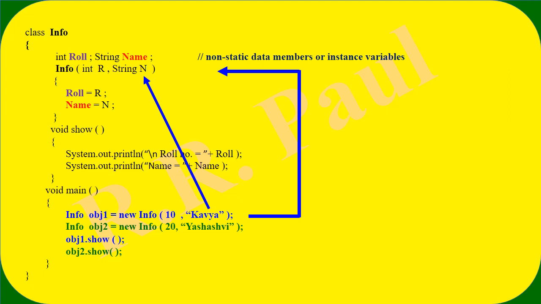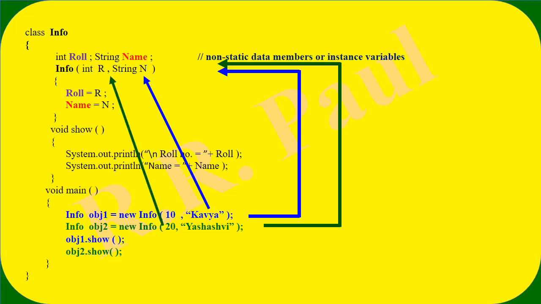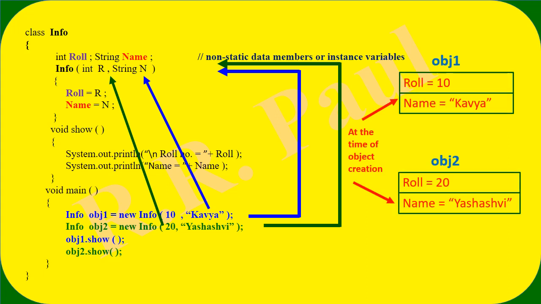Then comes object 2. Similarly, when the object is created, then two different values are passed to the constructor for this second object. So integer type R gets the value 20 and string type N gets the value Yashashvi. Which means that at the time of object creation, the two objects will have two different sets of values, as shown on the right hand side of the screen.